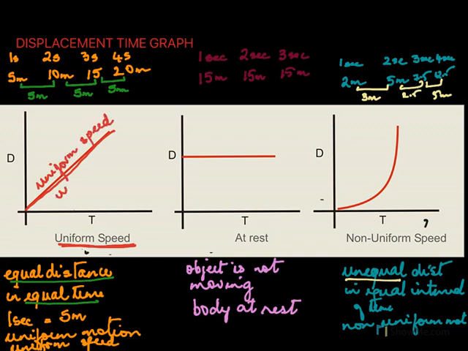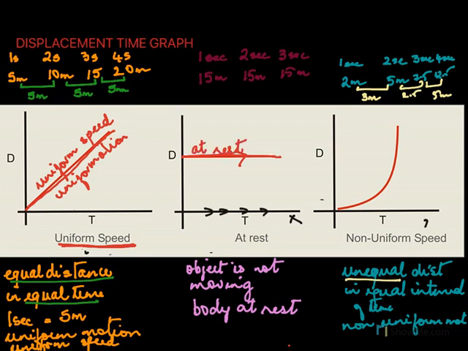Or in other words, it is uniform motion. Look at this next one. Here the object is parallel to the axis. This is your time axis, the x-axis, and it is parallel. That means the body is at the same point. The distance is the same. So this is a body at rest.